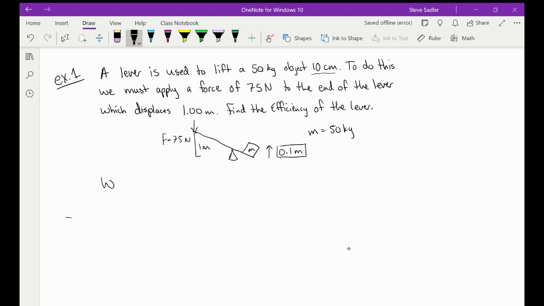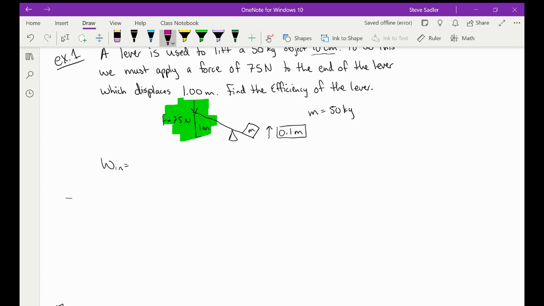So let's look at the work in. The work that we're putting in is on this side of the lever. We have a force and we have a distance, so we can use force times distance, and that will be 75 multiplied by 1, which is 75 joules. That's our work in.